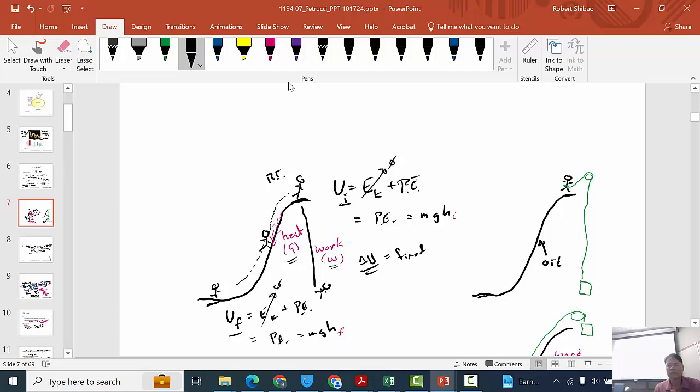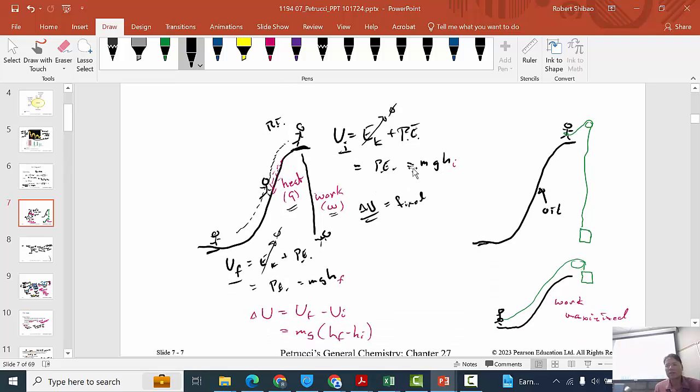So over here, we're minimizing the amount of heat and maximizing the amount of work by having the rope going through a pulley and attached to a mass. And so in this case, the work has been maximized. So the amount of heat is minimal, but the amount of work is large. And so the delta U is fixed.